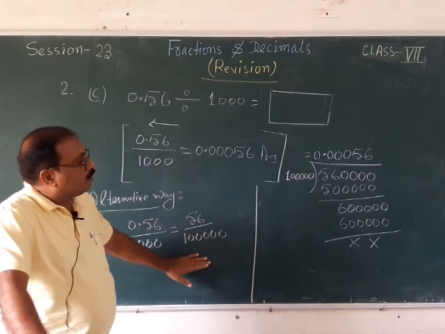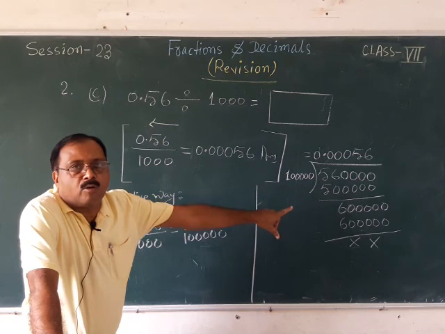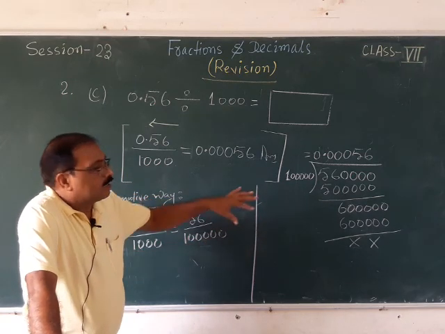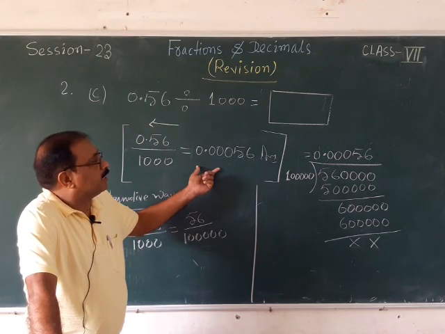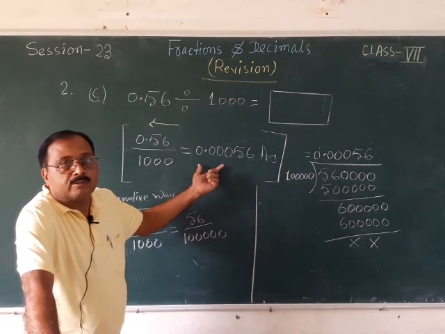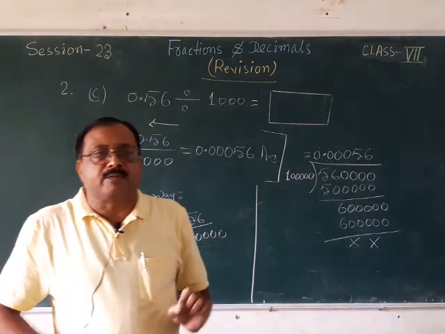So either you can do this question by the long division method, but it is very convenient to do by the shortcut method. The shortcut method is always useful because it takes very less time in doing sums.